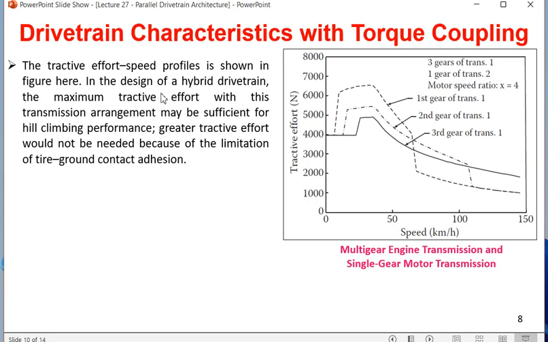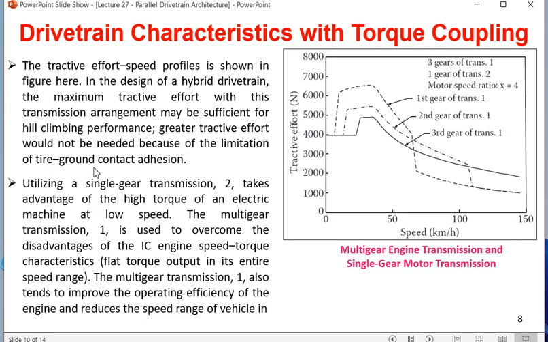the maximum tractive effort with this transmission arrangement may be sufficient for hill climbing performance. Greater tractive effort would not be needed because of the limitation of the tire ground contact adhesion. Utilizing a single gear transmission 2. That means transmission 2 is having single gear. Transmission 2 is nothing but a gear connected to the motor in the powertrain 2. So I told you it's a mixed kind of a thing.